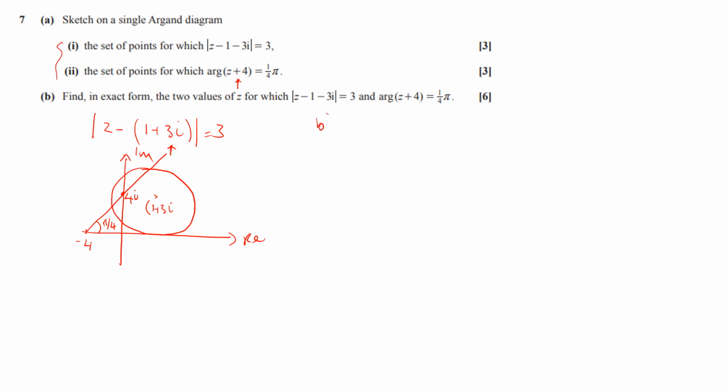Part B, find in exact form the two values for which z, the first one you've drawn, and the other ones are equal. So it's going to be these 2 points here. So algebraically, it's just where the line meets the circle. So if we put that in terms of x and y, what's the equation of the circle? Centered at 1, 3 is just going to be x minus 1 all squared plus y minus 3 all squared is equal to r squared. What was the radius? 3, so that's going to equal 9.